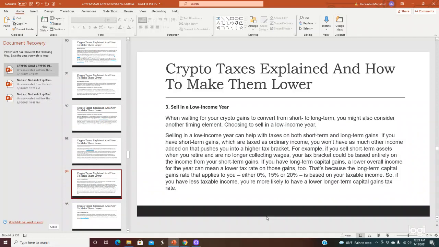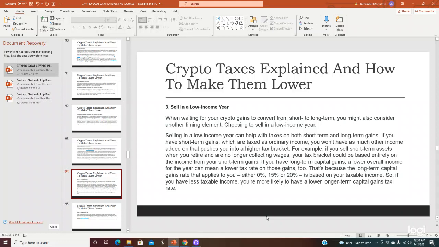So third, sell in a low income year. When waiting for your crypto gains to convert from short term to long term, you might also consider another timing element: choosing to sell in a low income year. Selling in a low income year can help with taxes on both short-term and long-term gains. If you have short-term gains, which are taxed as ordinary income, you won't have as much other income added on that pushes you into a higher tax bracket. For example, if you sell short-term assets when you retire and are no longer collecting wages, your tax bracket could be based entirely on the income from your short-term gains.